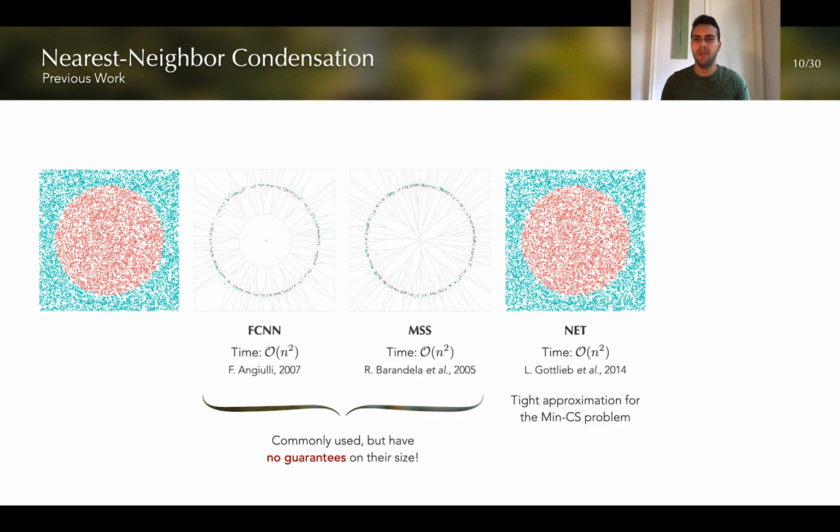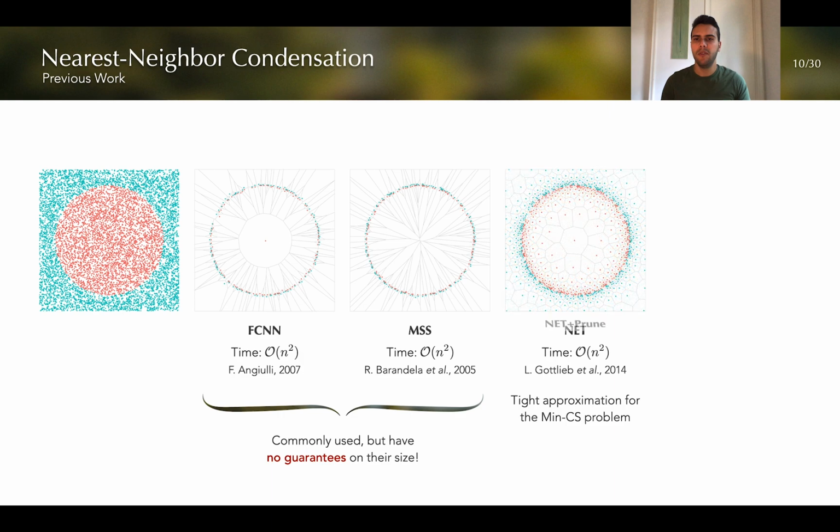On the other hand, we have the net algorithm, which also runs in quadratic time, but in practice is much slower, and it actually provides a tight approximation for the minimum cardinality consistent subset problem. However, as you can see, it does not do a good job at reducing the training set, and the authors provide an extra pruning technique, which they call net plus prune, which further reduces the training set, but still it does not compare to the reduction given by state-of-the-art algorithms like FCNN and MSS.